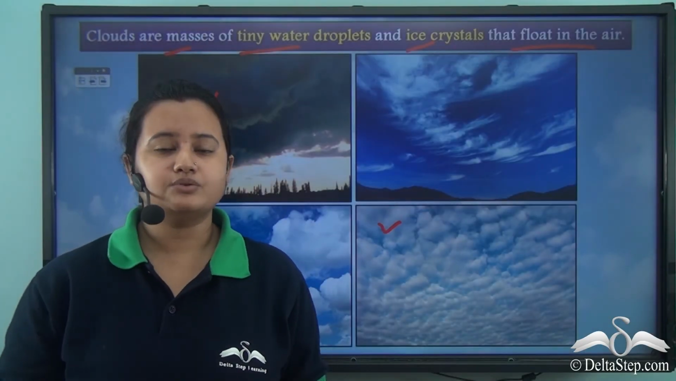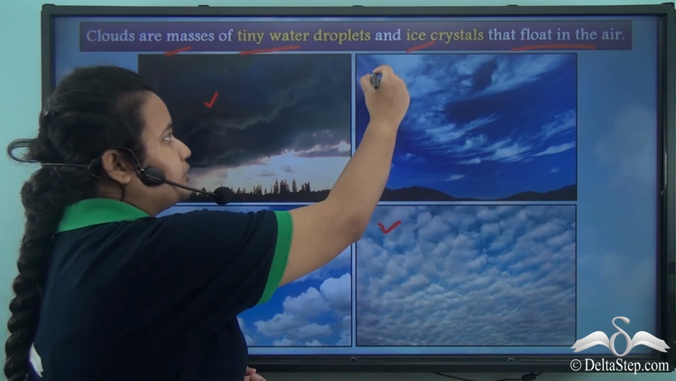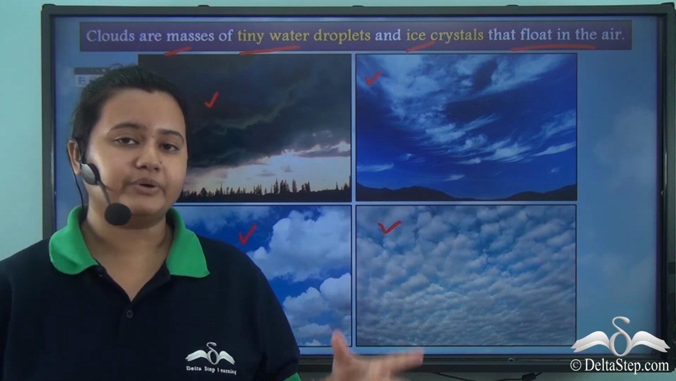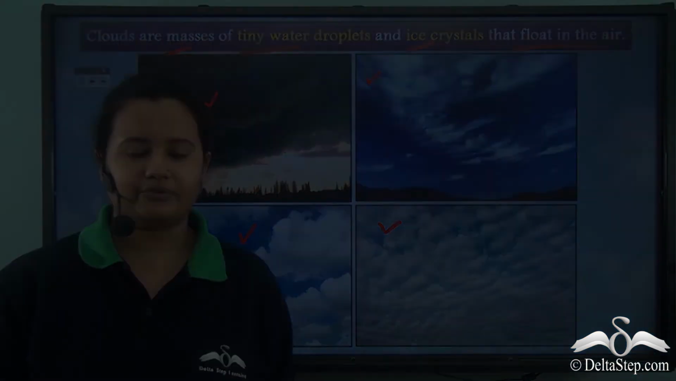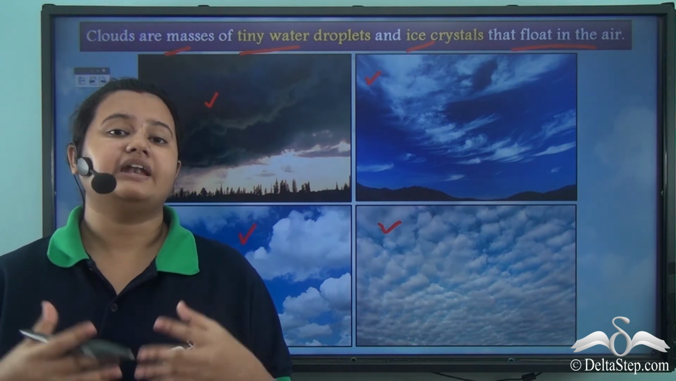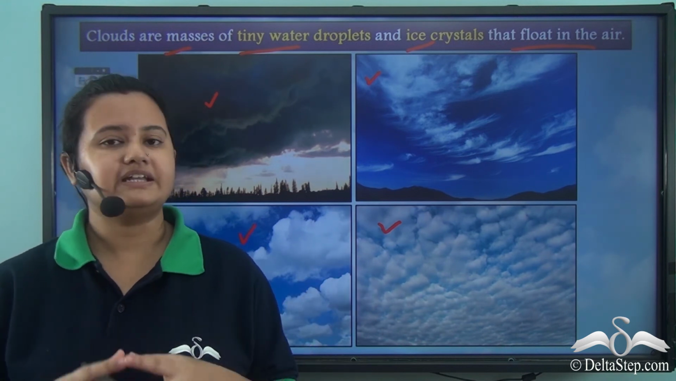Now all clouds do not bring rain. For instance, if you look at these clouds, you know that they will bring pleasant sunny weather. So clouds are of different types. In our next video, we will learn about different types of clouds in detail.